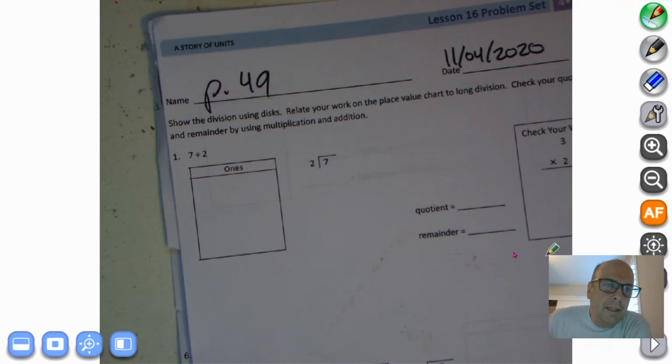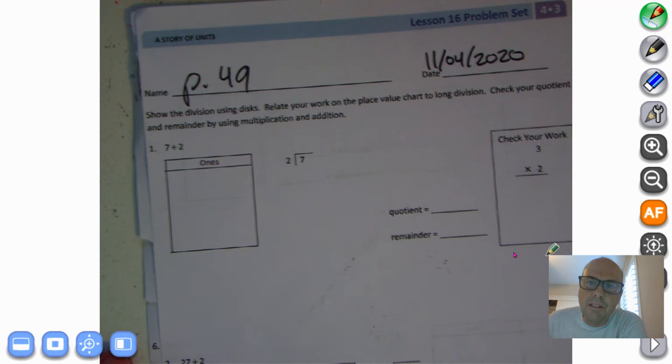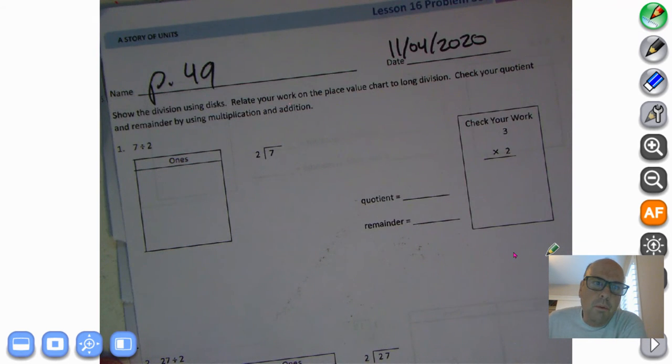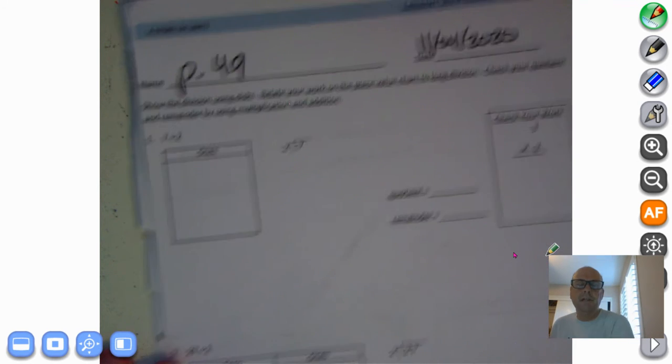It says, show the division using disks. Relate your work on the place value chart to long division. Check your quotient and remainder by using multiplication and addition. Okay, this is a fun lesson. Continues from what we were talking about.